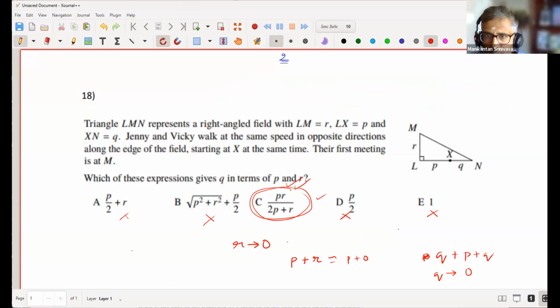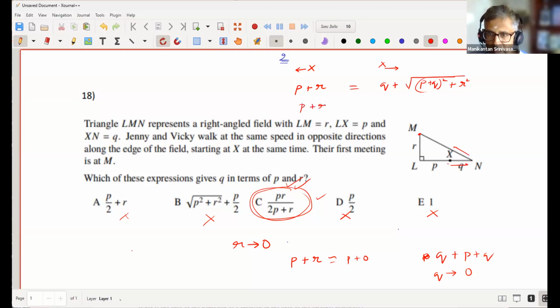So the guy who's walking to the left from X, okay, so he'll cover P plus R. He's covering P plus R. The guy walking to the right will cover Q plus square root of P whole square plus R square, correct? Because this guy is covering this Q and then this entire hypotenuse, they are meeting at M. Okay, so let's try to solve. So we need to set these to be equal.